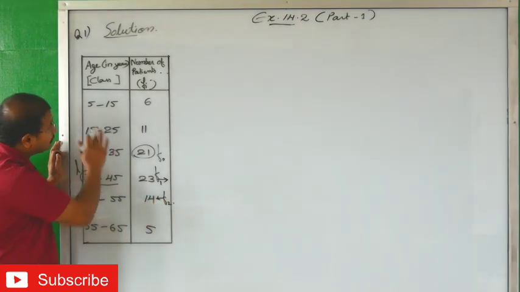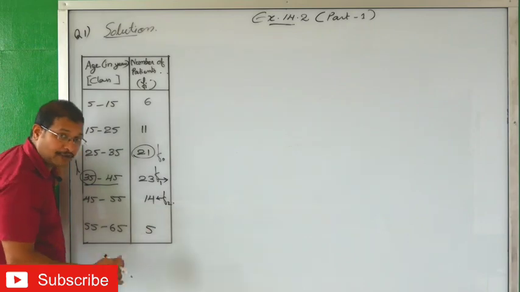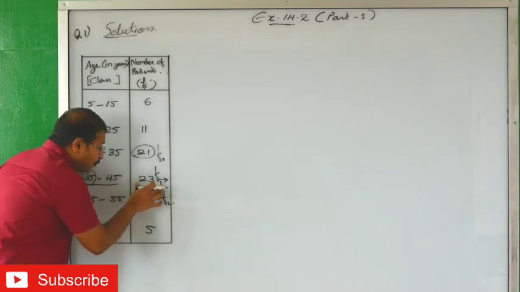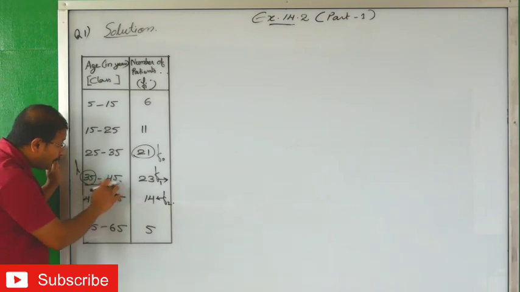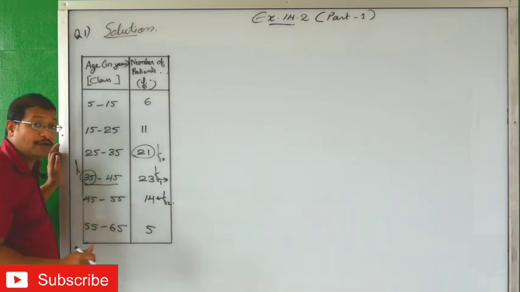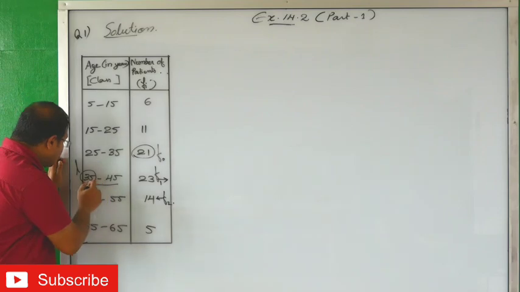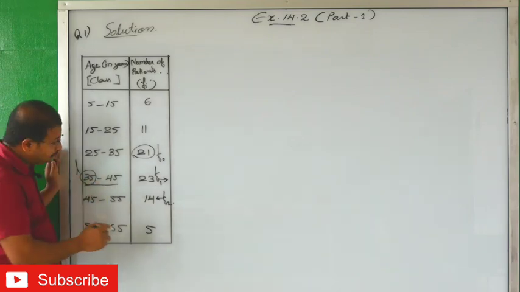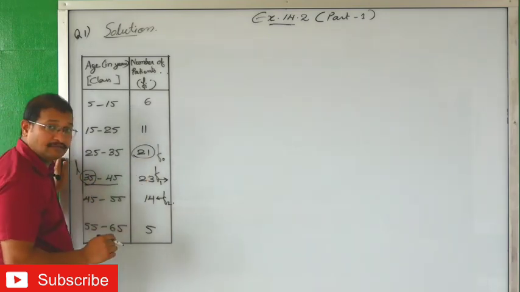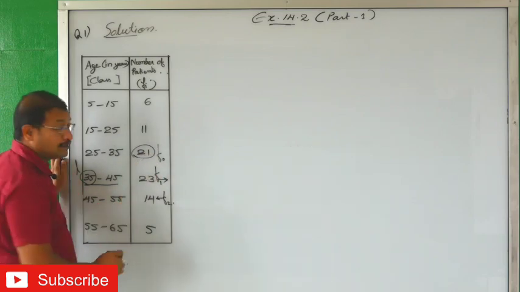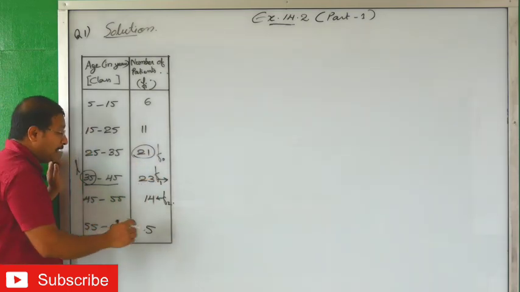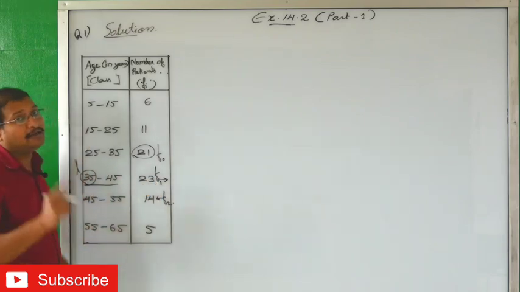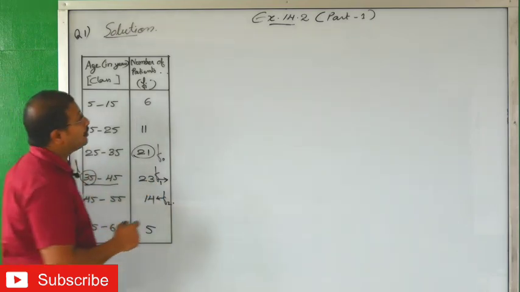One more time. The highest frequency is taken as F1, which belongs to 35 to 45, and then 35 to 45 is the modal class, and its lower limit will be L, the preceding frequency will be F0, the highest frequency will be F1 and the succeeding frequency will be F2. So let's start the work now.